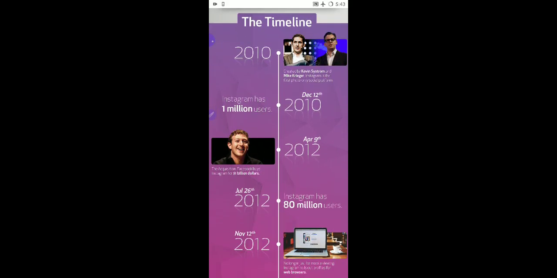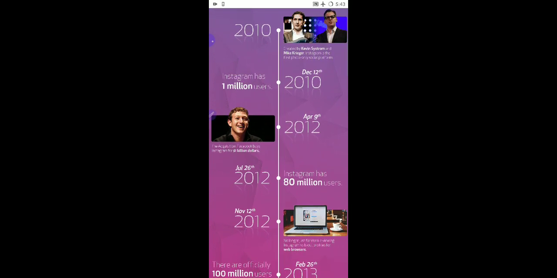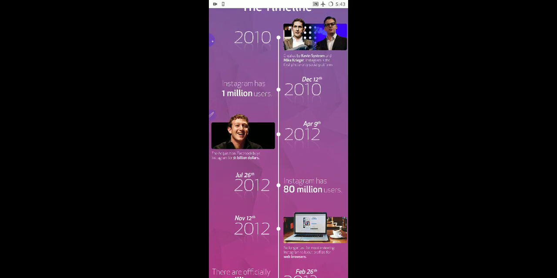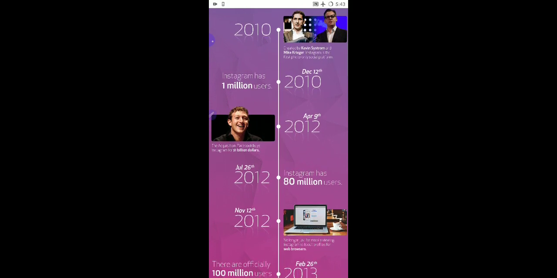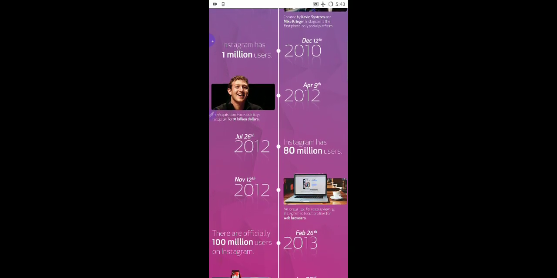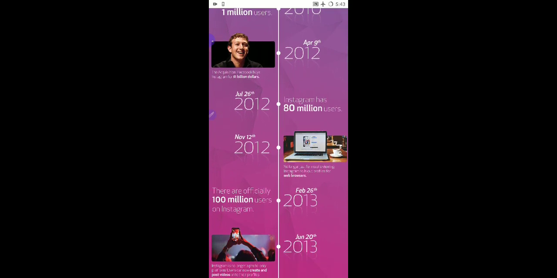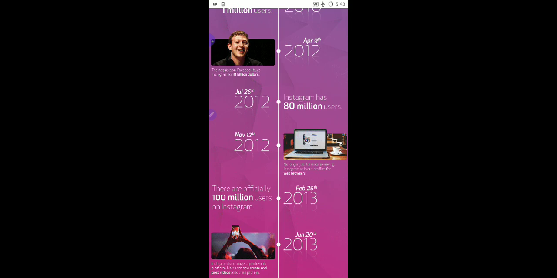Now with respect to the timeline of Instagram, in 2010 it was launched, and it was a photo-only social media platform. Instagram reached 1 million users in just one year, on December 12, 2010. On April 9, 2012, after about two years, it was acquired by Facebook for $1 billion.